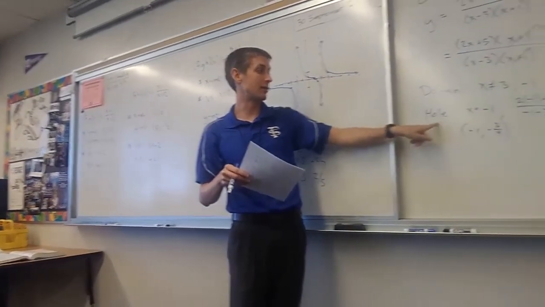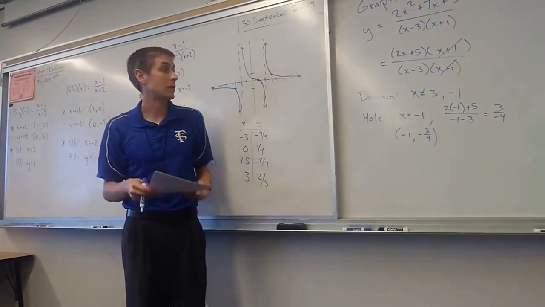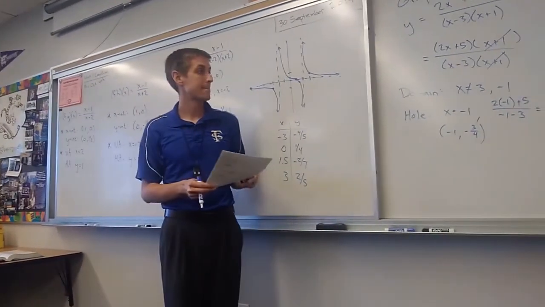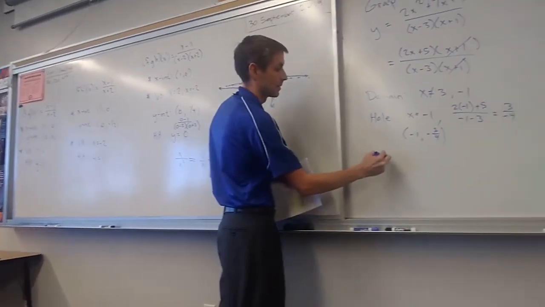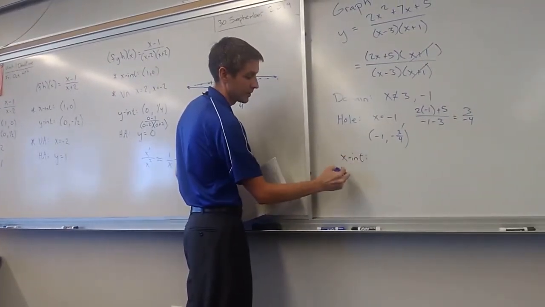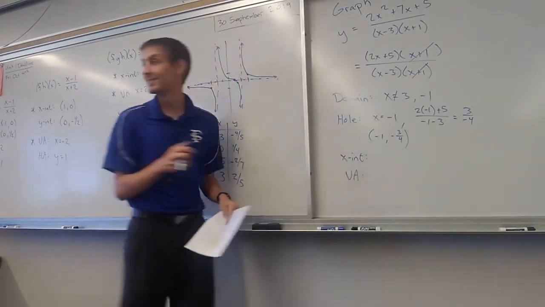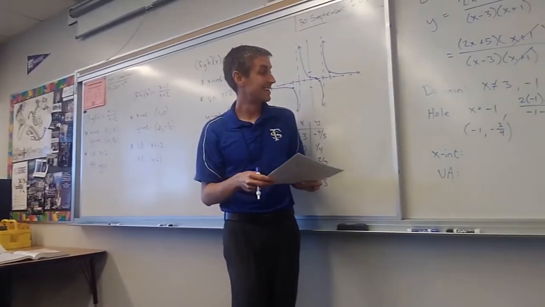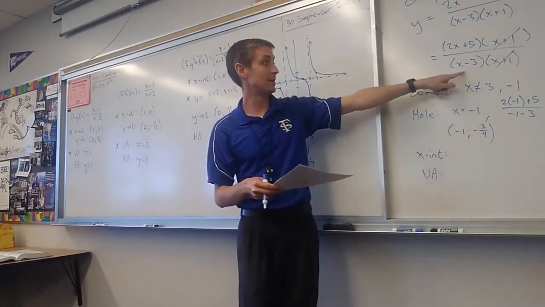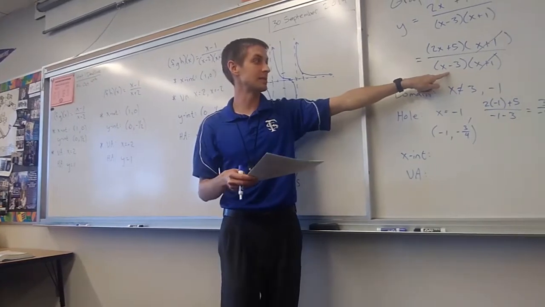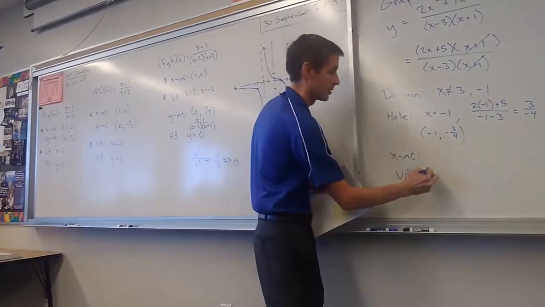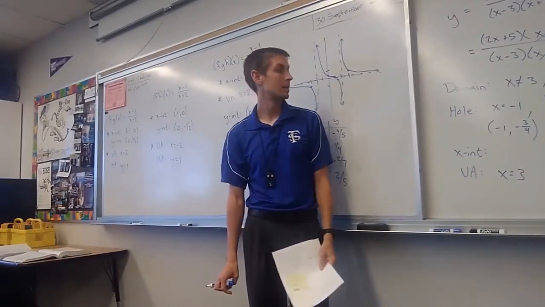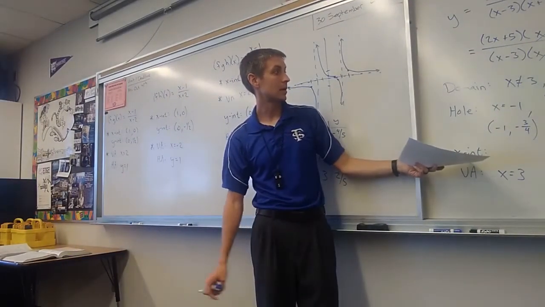I heard mumbling about x-intercepts and vertical asymptotes. The vertical asymptote would be x equals 3. The only piece left over in the denominator is the x minus 3. If I set that equal to 0, I'm going to get x equals 3 for that vertical asymptote. And where are you getting the negative 5 halves? If I set the numerator to 0, I will get x equals negative 5 halves. So I'm going to put that in coordinate form, negative 5 halves, 0.